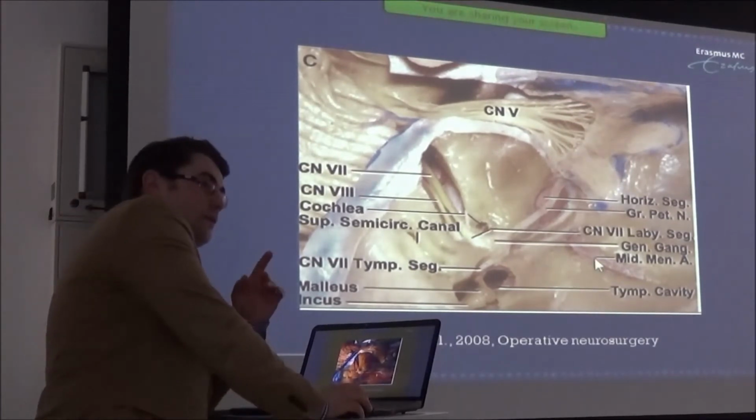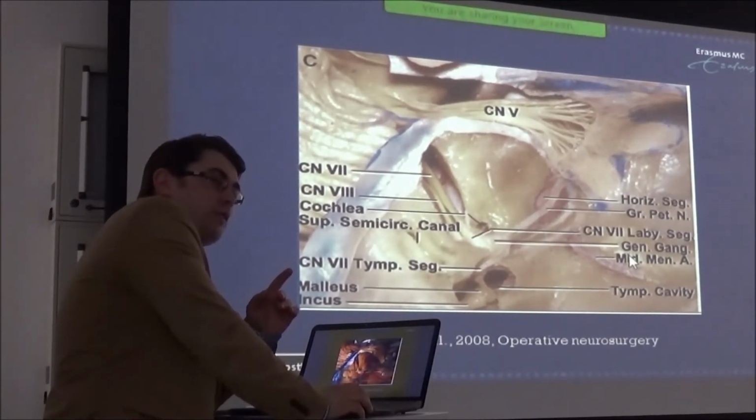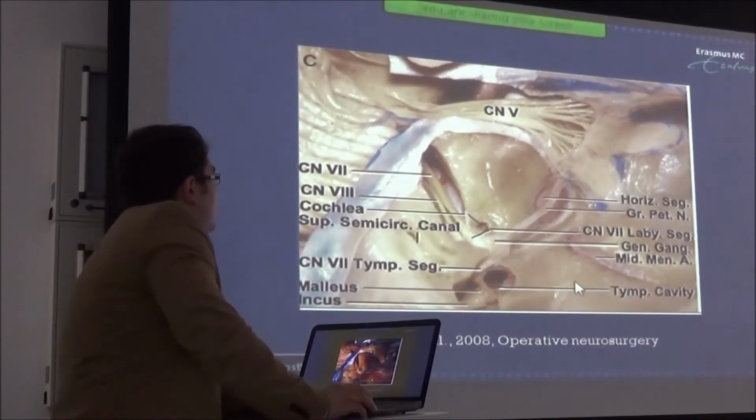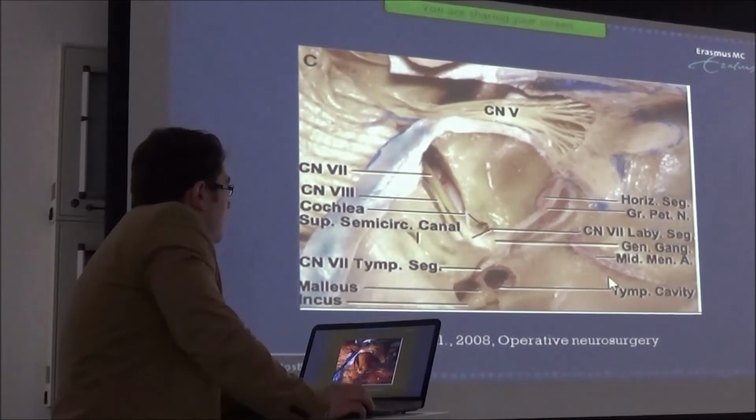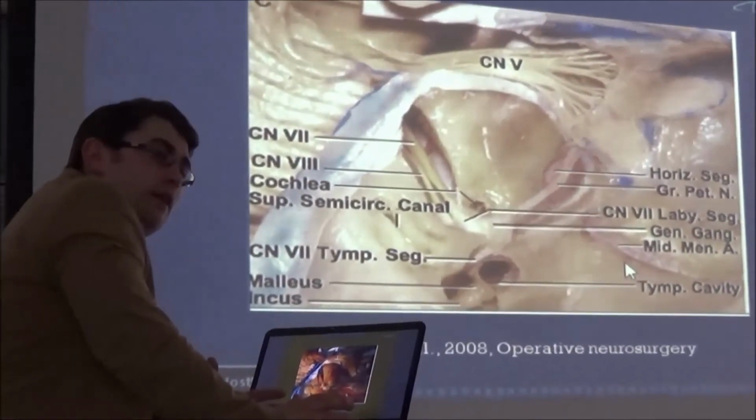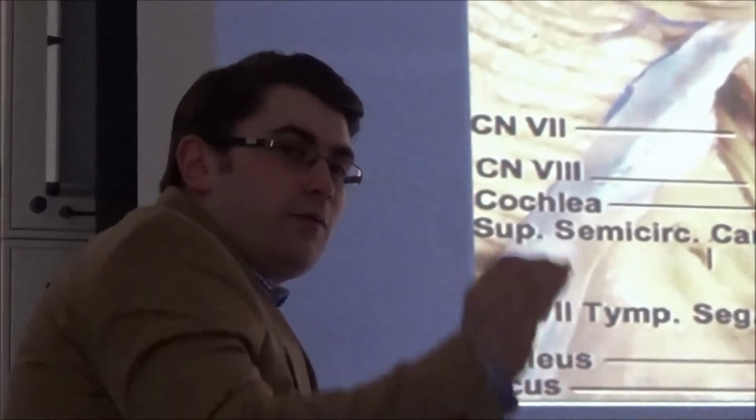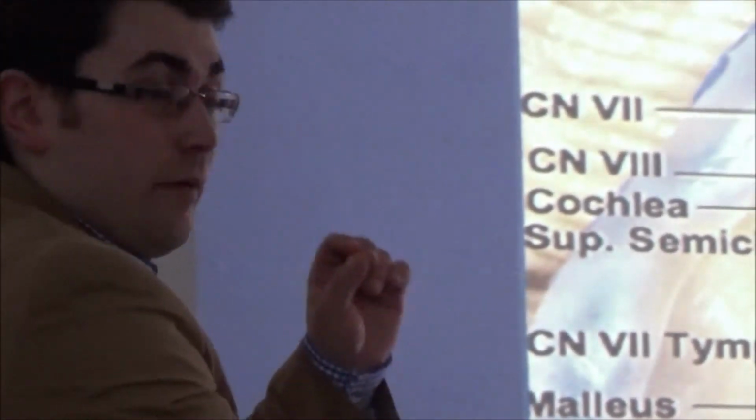So that can be a sign that you're not necessarily doing something wrong, but that the posterior fossa dura is almost there now. The arcuate eminence has been a little bit drilled out, so you can see the superior semicircular canal, geniculate ganglion. So again, once you've done the craniotomy, first and always remember this.